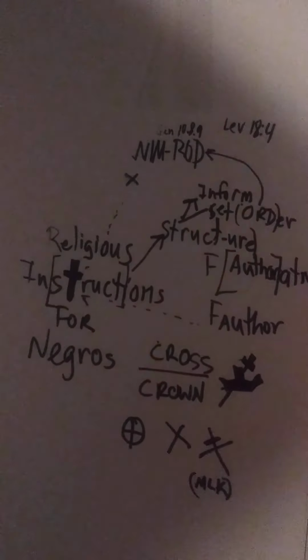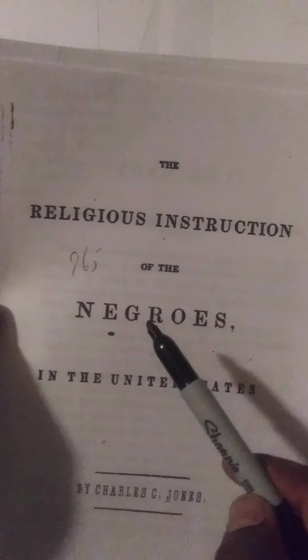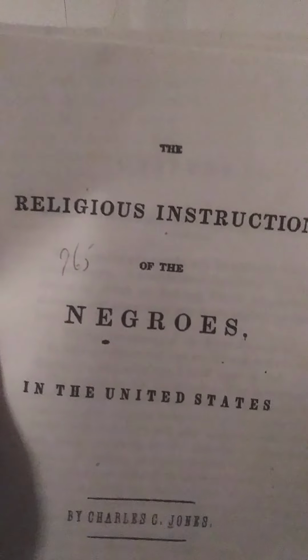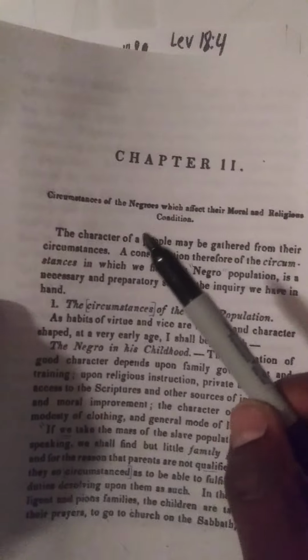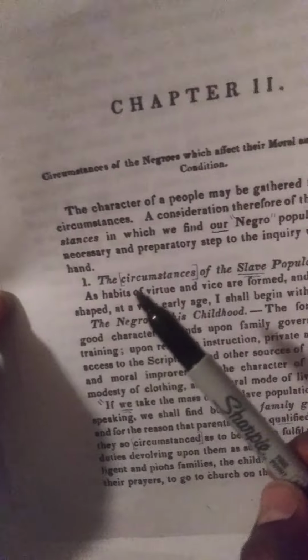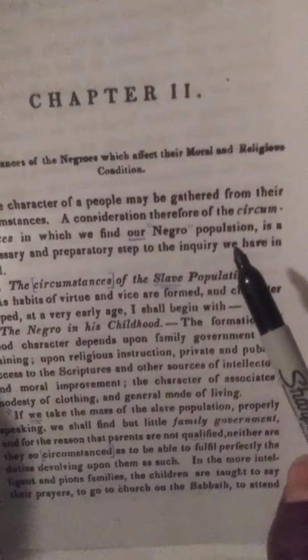So anyways, there's a document. It's called Religious Instructions for Negroes. And so we'll take an excerpt from here. I want you to read this and understand it.